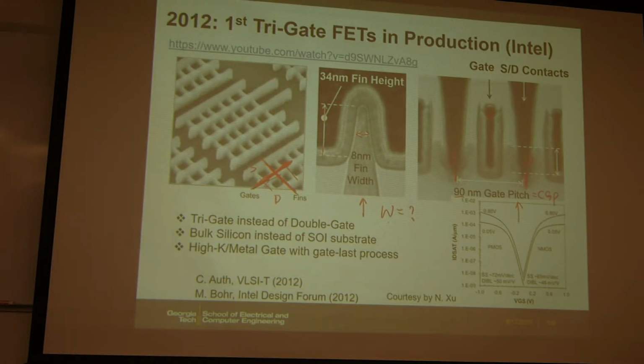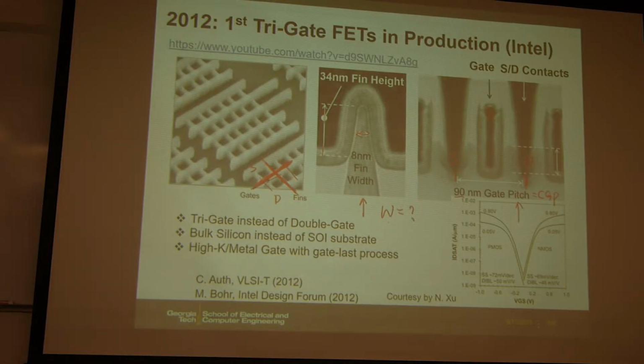And this is the IDVG curve for both NMOS and PMOS, and it has pretty good subthreshold slope, that's around 70 millivolt per decade, and we know the best you can do is 60 millivolt per decade.